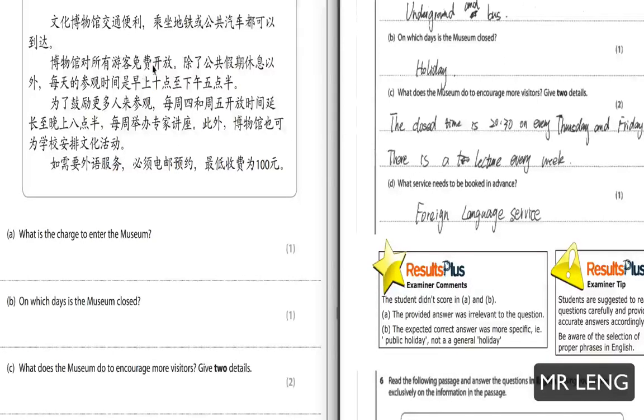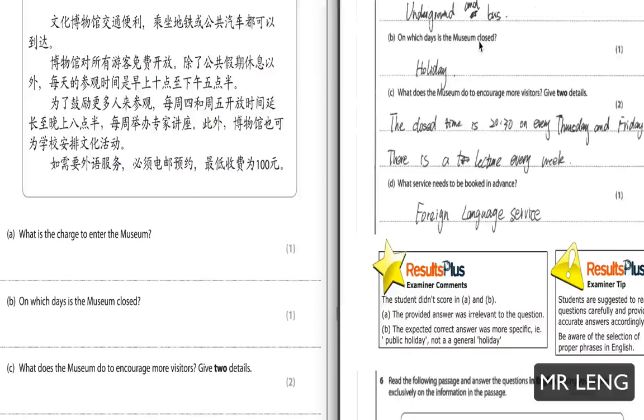And this is the keywords. It appears years on years in different past papers. 免费 free of charge. Okay? Free, nothing, no charge.